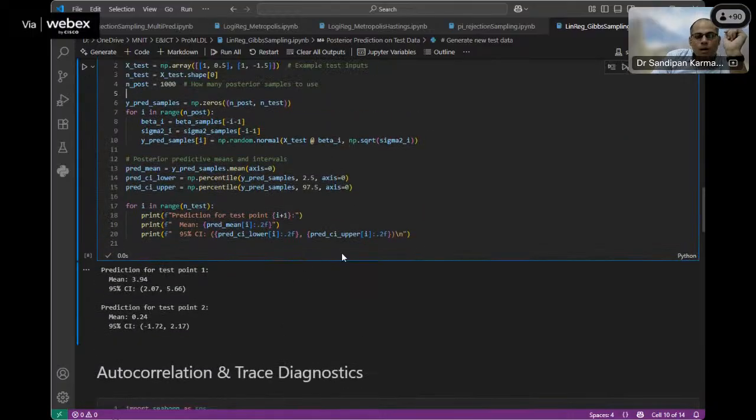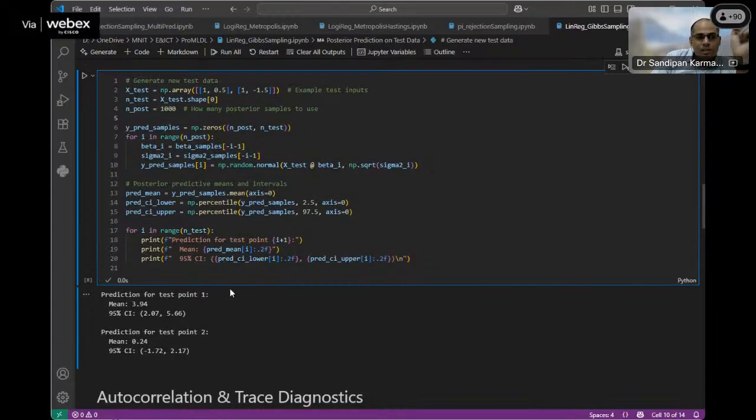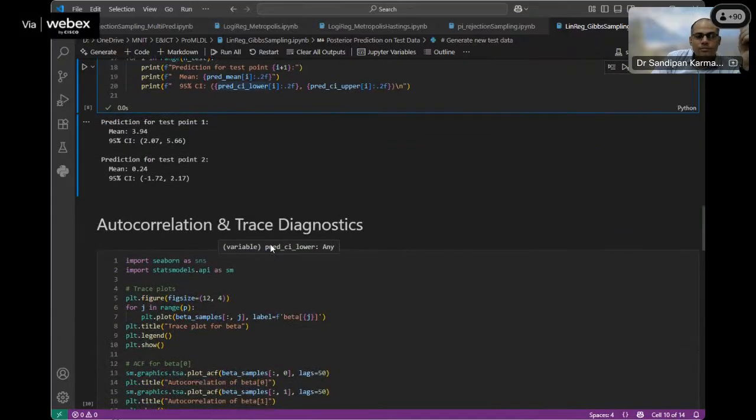Okay, so you can actually find 95% confidence intervals on the prediction of a new test point. Suppose the new test point is 1.5 and minus 1.5. I am generating 1,000 posterior samples and trying to find out what the prediction is. That gives the 95% confidence interval on the prediction. So in that way you can find it.